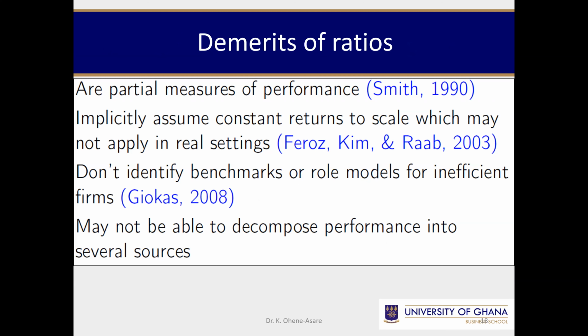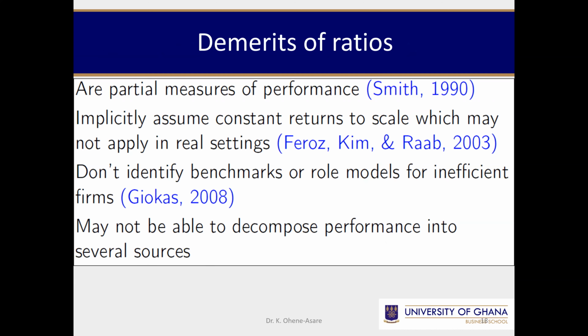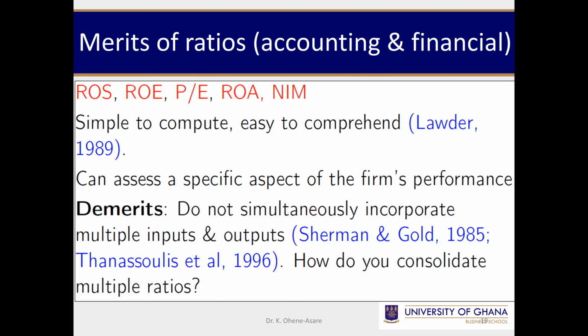And then if you get a score of 1.5, what is driving that score? Can we split it and know what the contribution is? What is the contribution of staff relative to sales? You don't get it. Is it the staff that is driving that 1.5 or is it sales that is driving it? Which one? You cannot find the sources of that performance ratio.